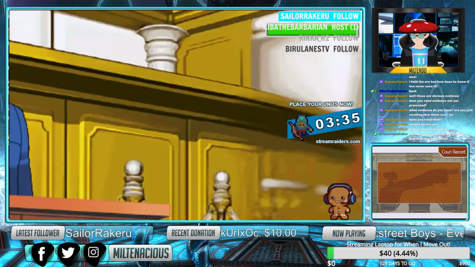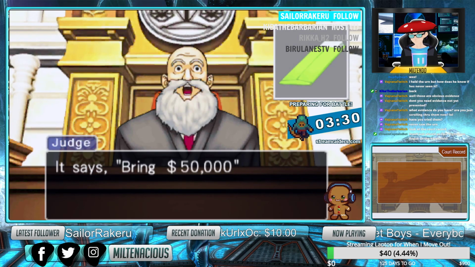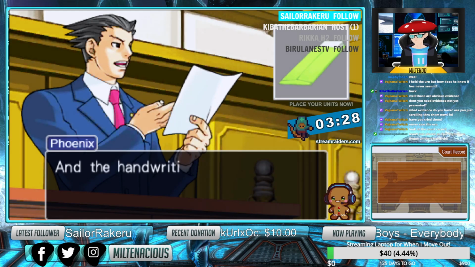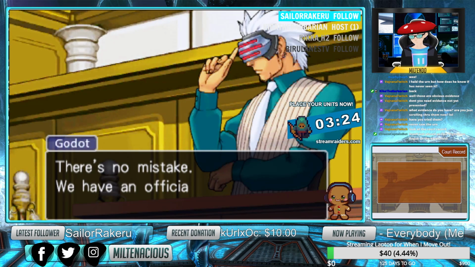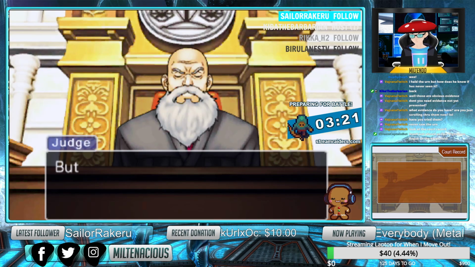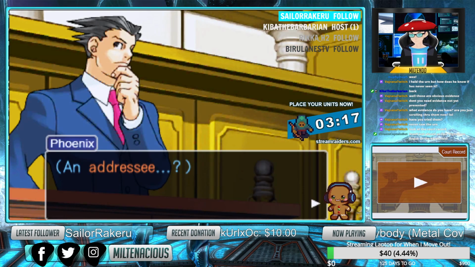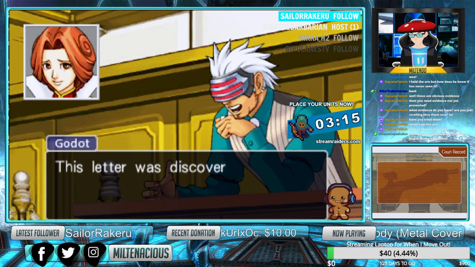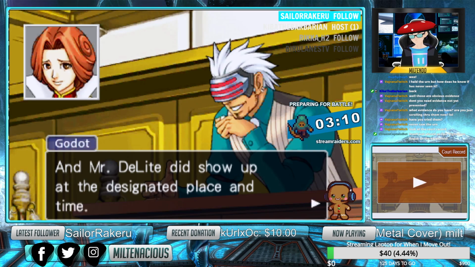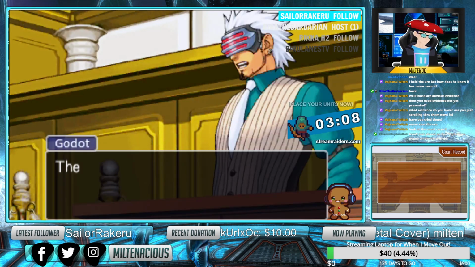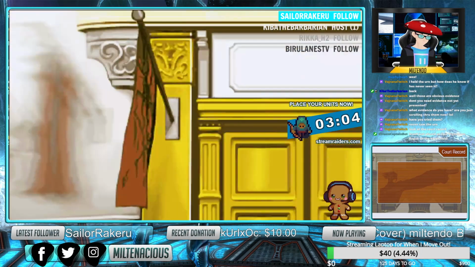Hold it! You mean this blackmail letter right here? It says bring $50,000. And the handwriting is without a doubt the victim's? There's no mistake. We have an official report to prove it. But I don't see an addressee on this letter anywhere. An addressee? This letter was discovered at Ron Delight's apartment. Mr. Delight did show up at the designated place and time. The fact that there is no addressee is irrelevant.